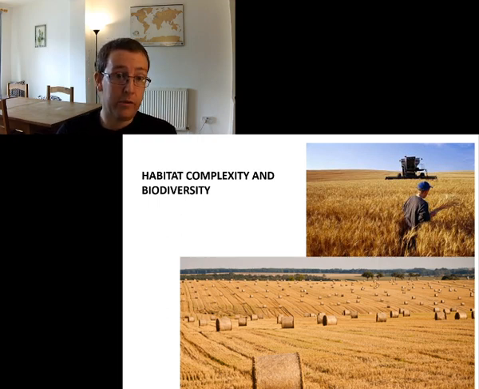This is an enormous cornfield, or wheat field rather, as you can see. It's got huge areas of production for food for humans, which obviously leads to very, very low biodiversity. It's a monoculture, as we discussed in the last video.